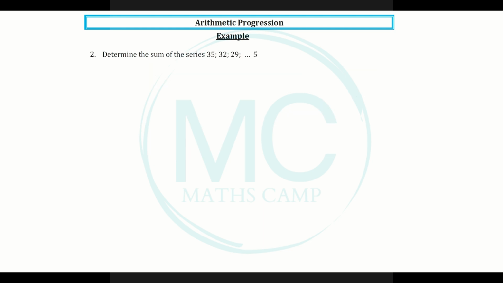Let's do another one. Determine the sum of the series 35, 32, 29, all the way down to 5. Before we can find the sum of these terms, we need to determine the number of values in the series. And to do this, we need to find the position of this 5. So we need to start with an arithmetic progression. Tn is equal to a plus the bracket of n minus 1 multiplied by d.